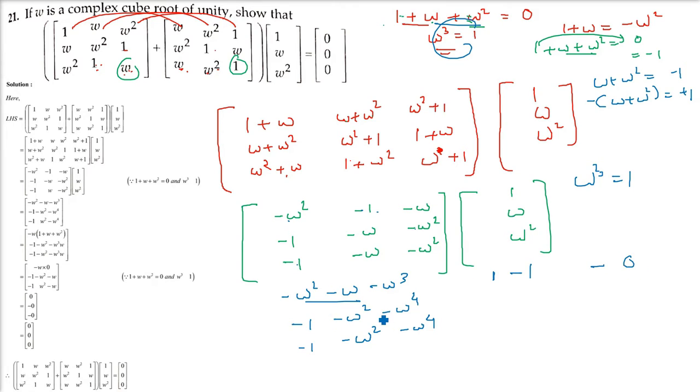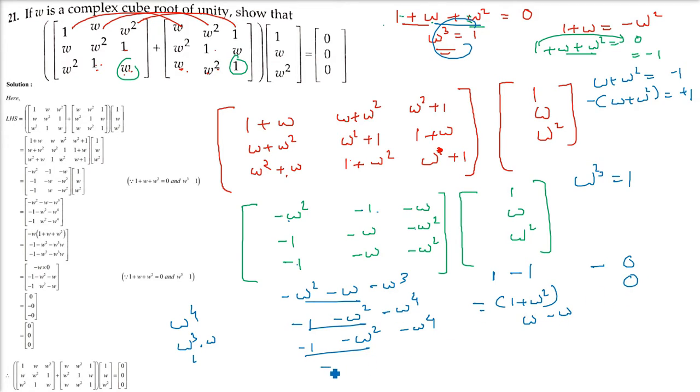Now coming here, 1 plus omega square, as I just said, is going to be minus 1. But since it is already negative, it will be plus 1. So it will be minus 1 minus minus plus omega. And now omega to the power 4 can be written as omega cube and omega. Omega cube is 1, so only omega will remain. So that is minus omega. The second row also becomes 0.